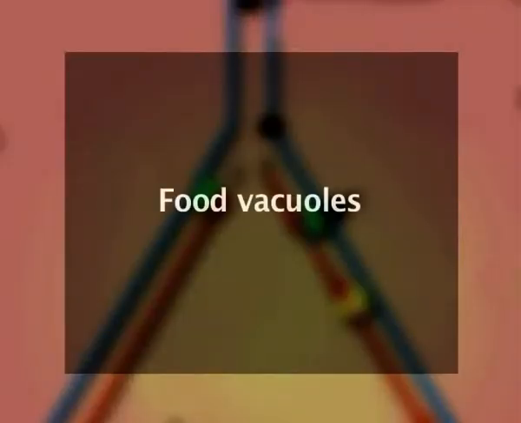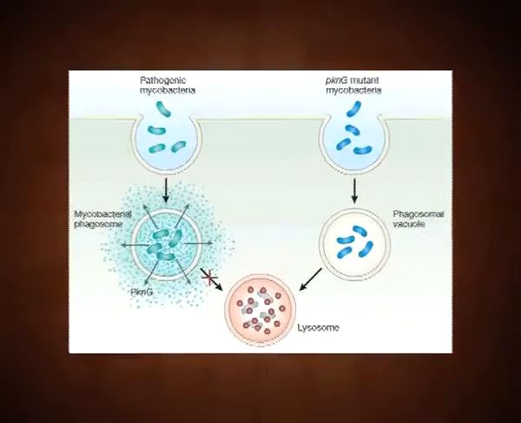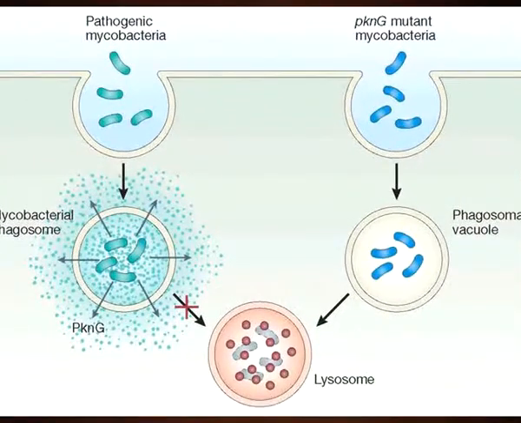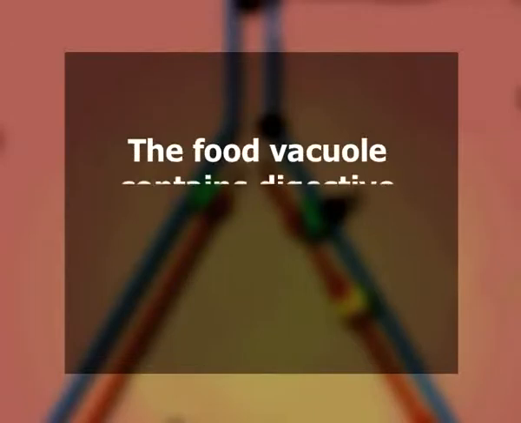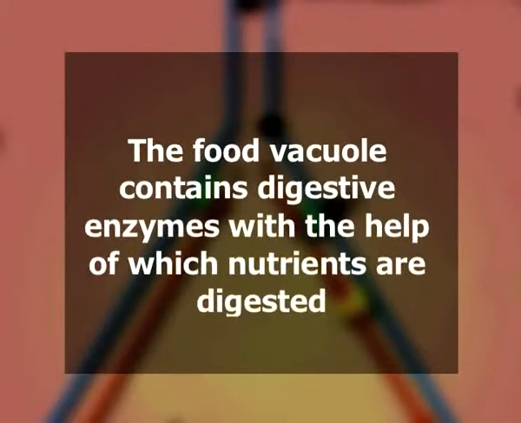Number 3. Food vacuoles. They occur in the cells of protozoan protists, several lower animals and phagocytes of higher animals. A food vacuole is formed by fusion of a phagosome and a lysosome. The food vacuole contains digestive enzymes with the help of which nutrients are digested. The digested material passes out into the surrounding cytoplasm.